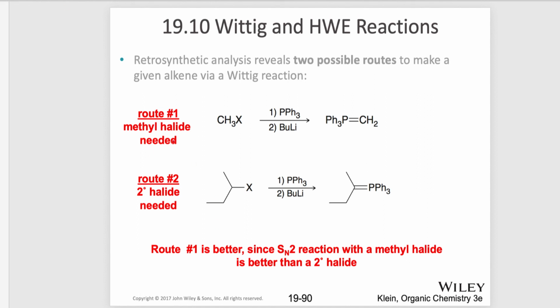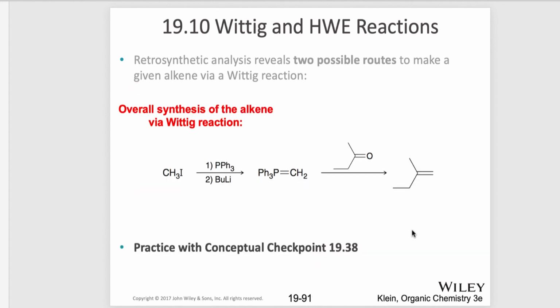So yay, route 1. This is going to be a reaction with good control and likely really great outcomes in terms of yield. So that's the thought process you need to go through when you're analyzing synthetic routes. And so overall synthesis, here we are: methyl iodide, 2-step procedure, Wittig reagent, carbonyl group, alkene, done. And you can practice with additional questions.